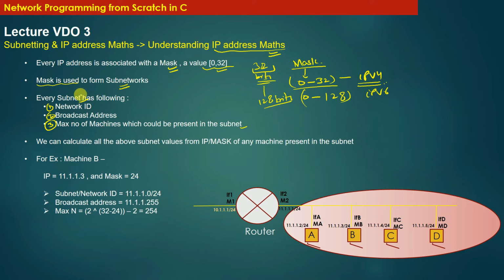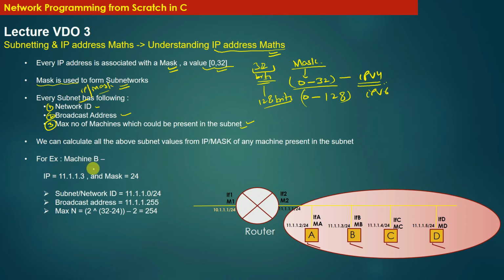So given a subnet, that is the IP address and the mask, we should be able to calculate these three pieces of information regarding a subnet: the network ID of the subnet, the broadcast address of the subnet, and the maximum number of machines which can be present in that subnet. So let us see how we can calculate each of these for a given subnet.